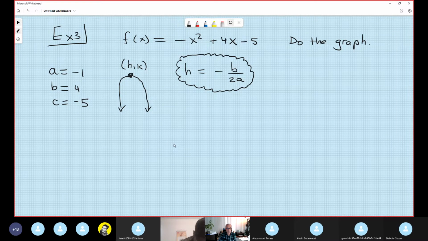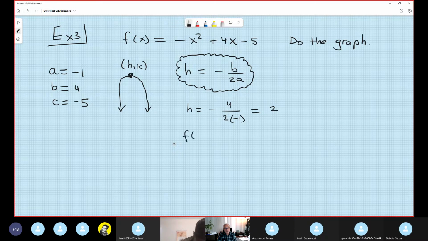Okay. Well, let's compute h. h in our specific example is minus 4 divided by 2 times -1, because a is -1. Ooh, be careful with the sign, we have a double negative, right? It's positive. 4 divided by 2 is 2. h is 2. And what about k?